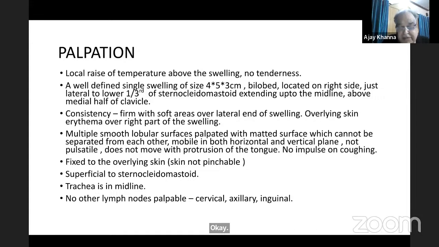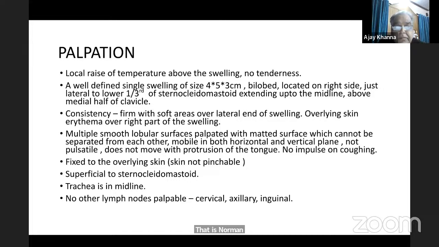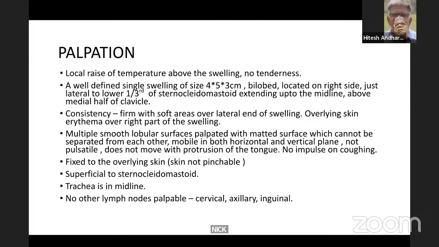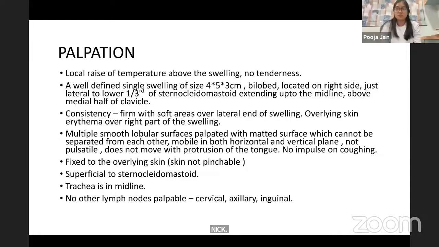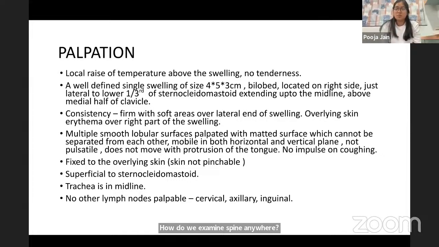Did you examine the cervical spine of this patient? Yes, sir. That is normal. There was no restriction of neck movements, and the patient had no complaints of neck rigidity. How did you examine the spine? Sir, by palpatory method. You also inspect, no? Initially. Yes, sir.